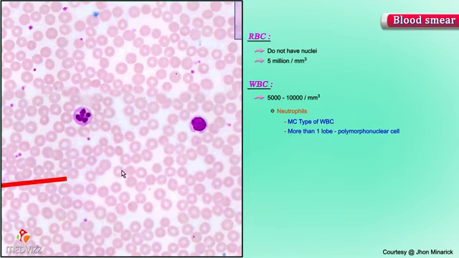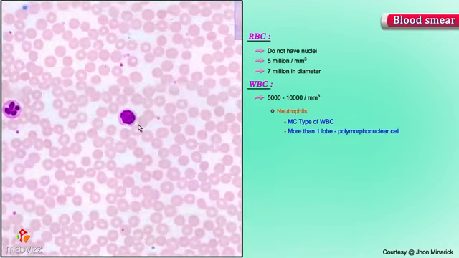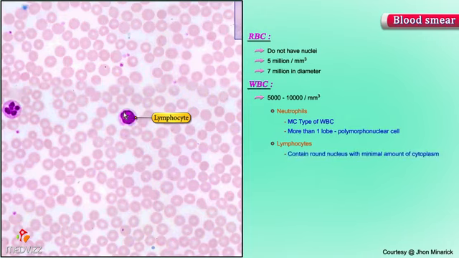The red cells average about 7 microns in diameter, but the more reliable measuring stick on a blood film is a small round lymphocyte containing a round nucleus and a minimal amount of cytoplasm. The diameter of these is about 10 microns fairly reliably, which you can see is a little bit more than the 7 microns of the average red cell.